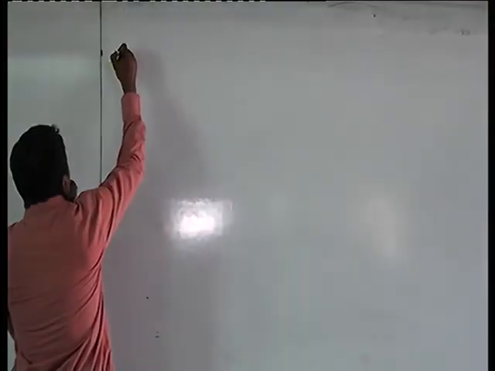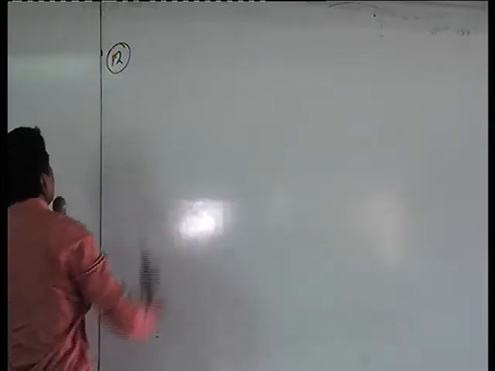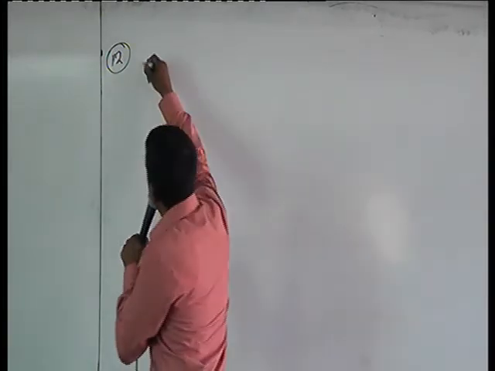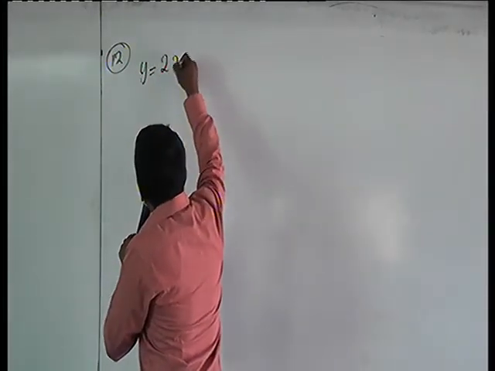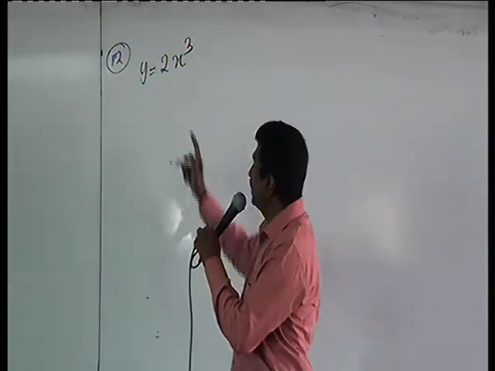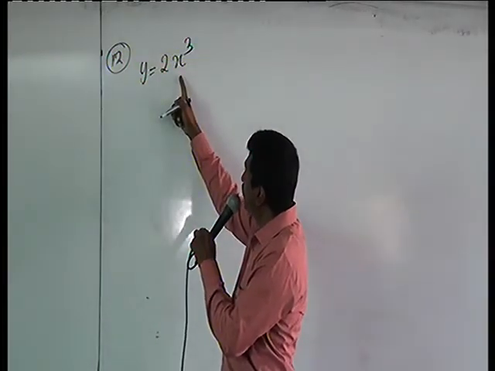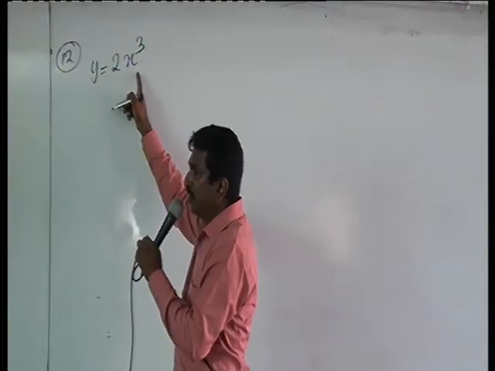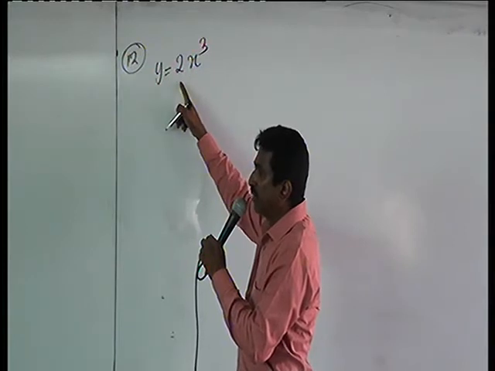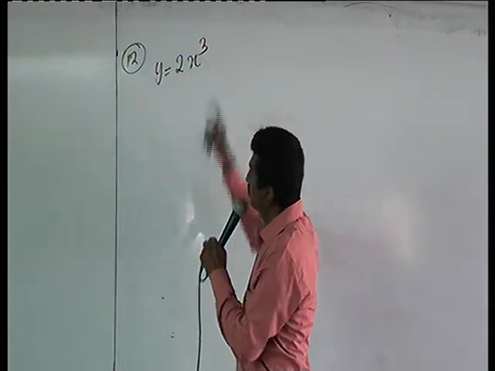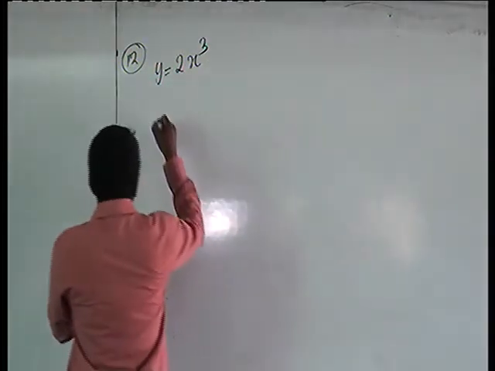Question number 12. The power 3. Now we can see in front of the variable there's another coefficient. We call this a coefficient. So in front of the function here we have x squared. So y is equal to 2x to the power 3. So now we have to differentiate dy by dx.